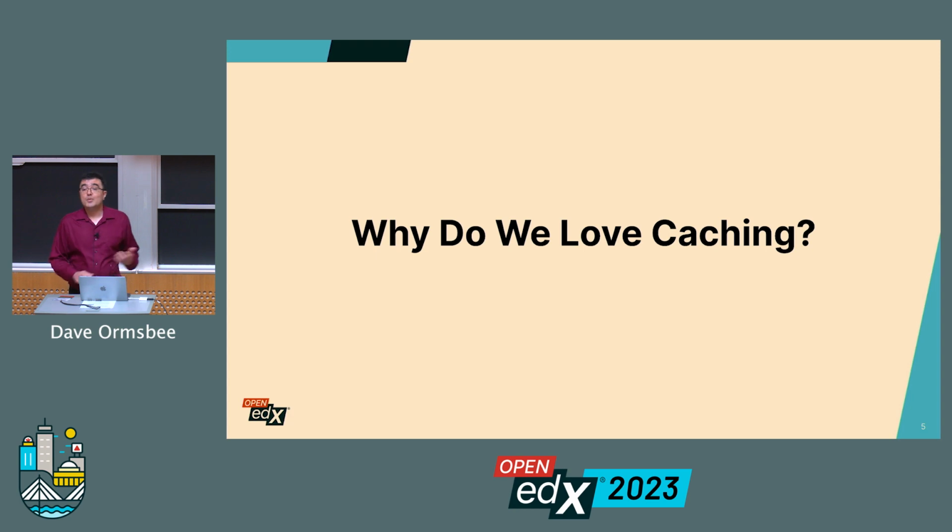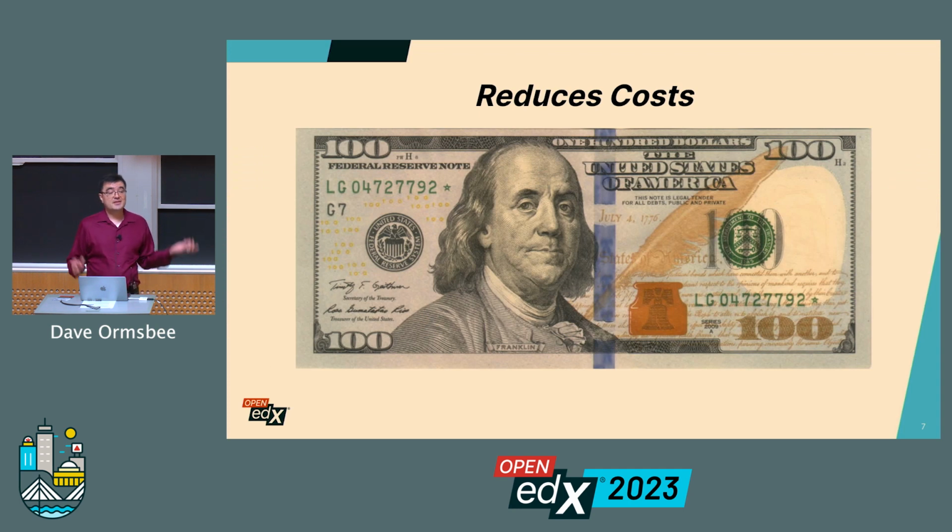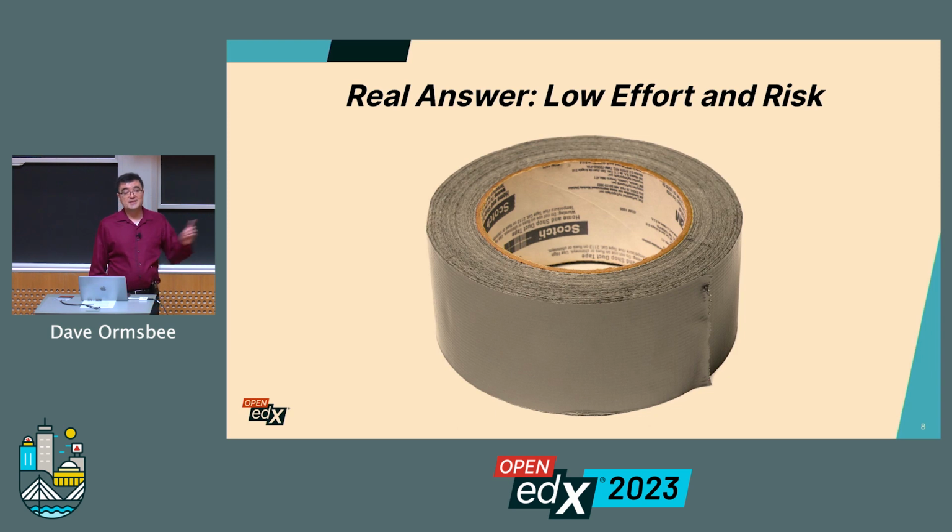All right, why do we love caching? Makes our apps faster. The users love that. If our apps are faster, it takes less hardware to serve them. That reduces our costs. That's great. But these aren't really why we love caching. These are nice. But the real reason is because it's easy, right? It's low effort and low risk. Caching is the duct tape of the performance world. It's the first thing you turn to.